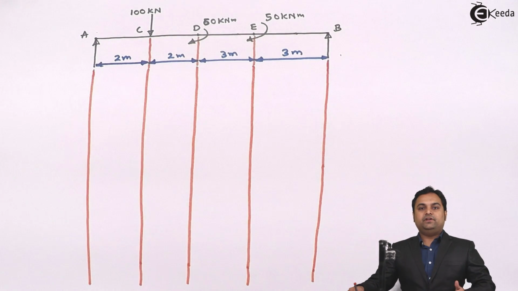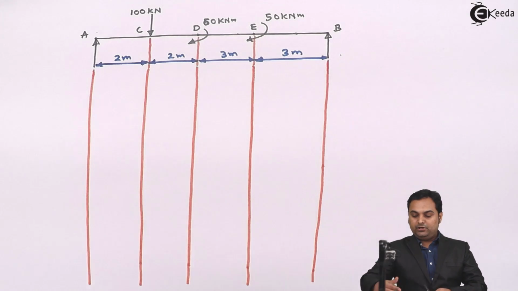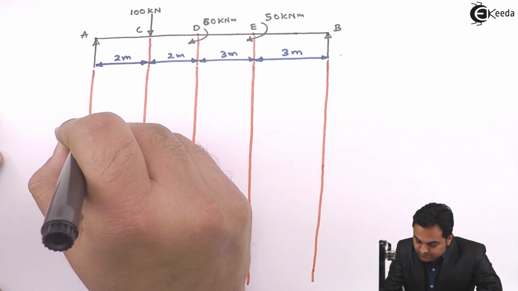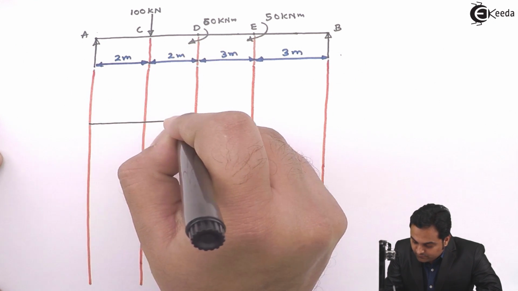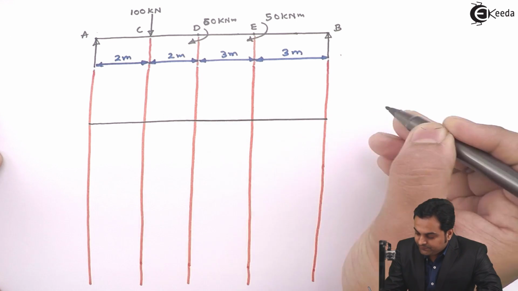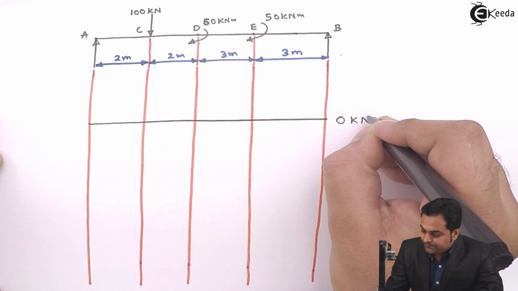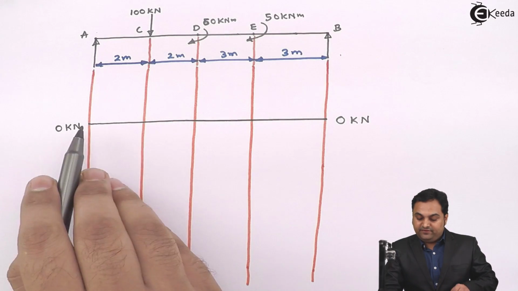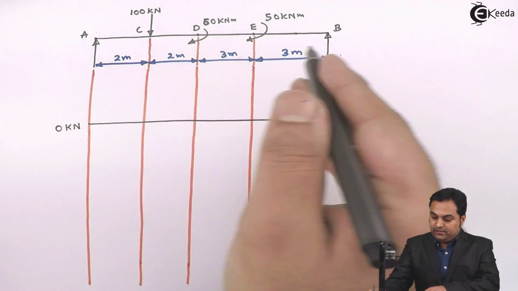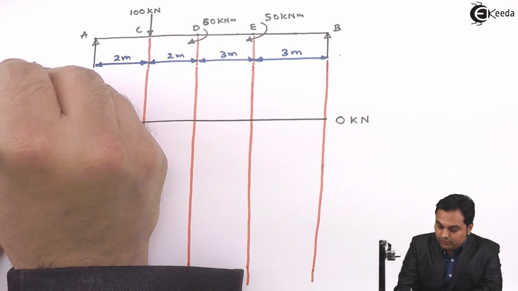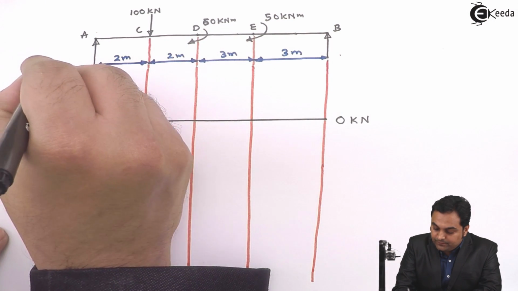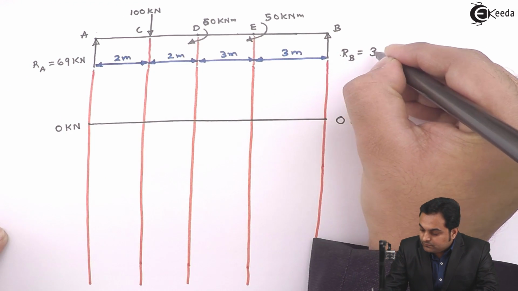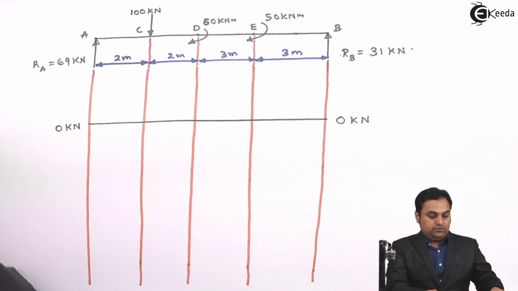Now, whenever we are drawing the shear force diagram, it is drawn below the beam diagram. So here there will be the SF diagram, that is shear force. So first we need to draw a horizontal line. This horizontal line indicates 0 kilonewton force, that is the reference line. Now SF at point A, and here I will also write the reactions. At A it was 69 kilonewton, at B 31 kilonewton.